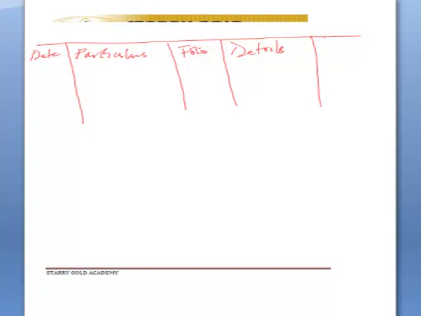This is how our sales day book will look like. We'll have our date, we'll have our particulars, then we have our folio, which is used for referencing. We have our details, and we have our total amount. So this is the specimen of our sales day book.